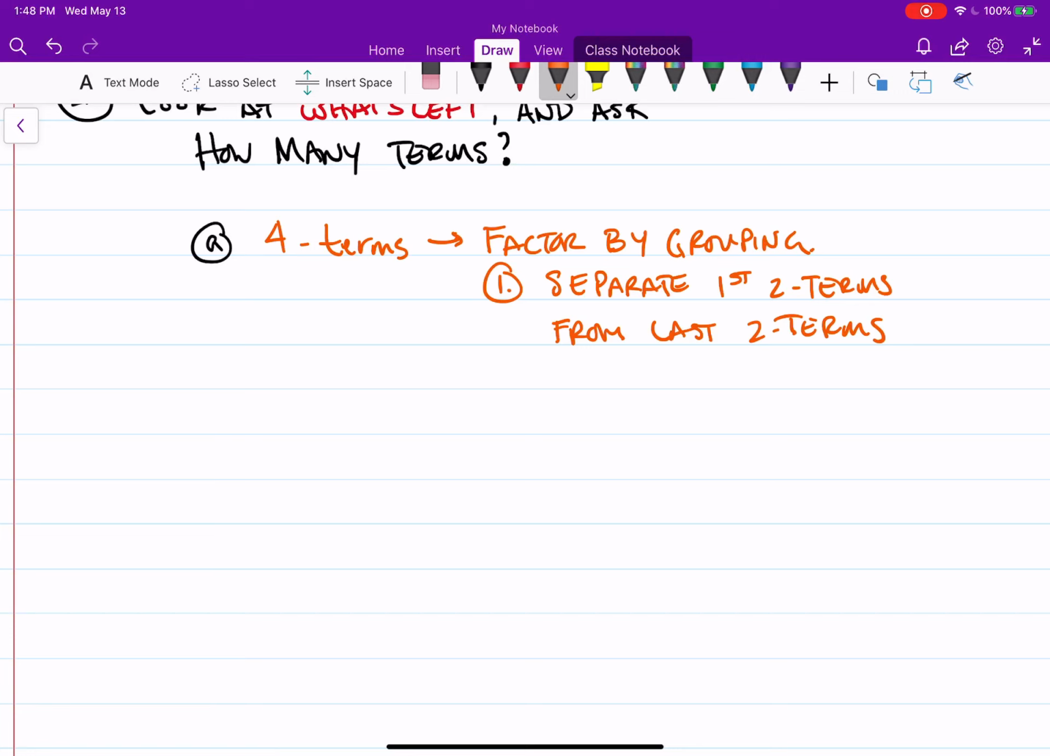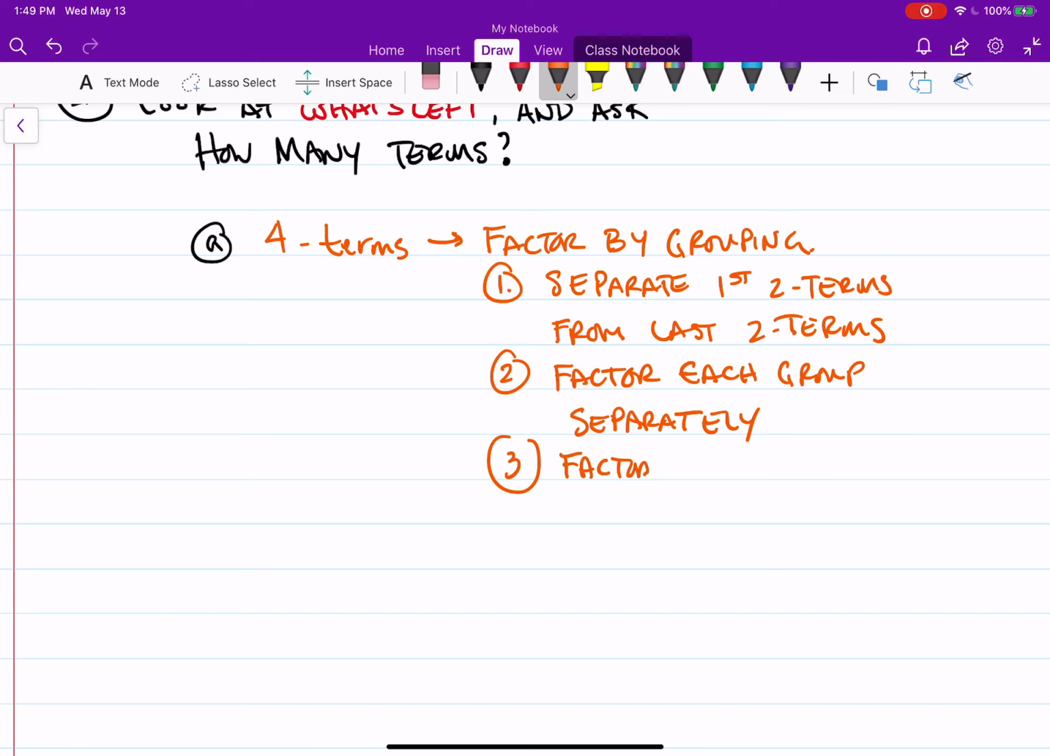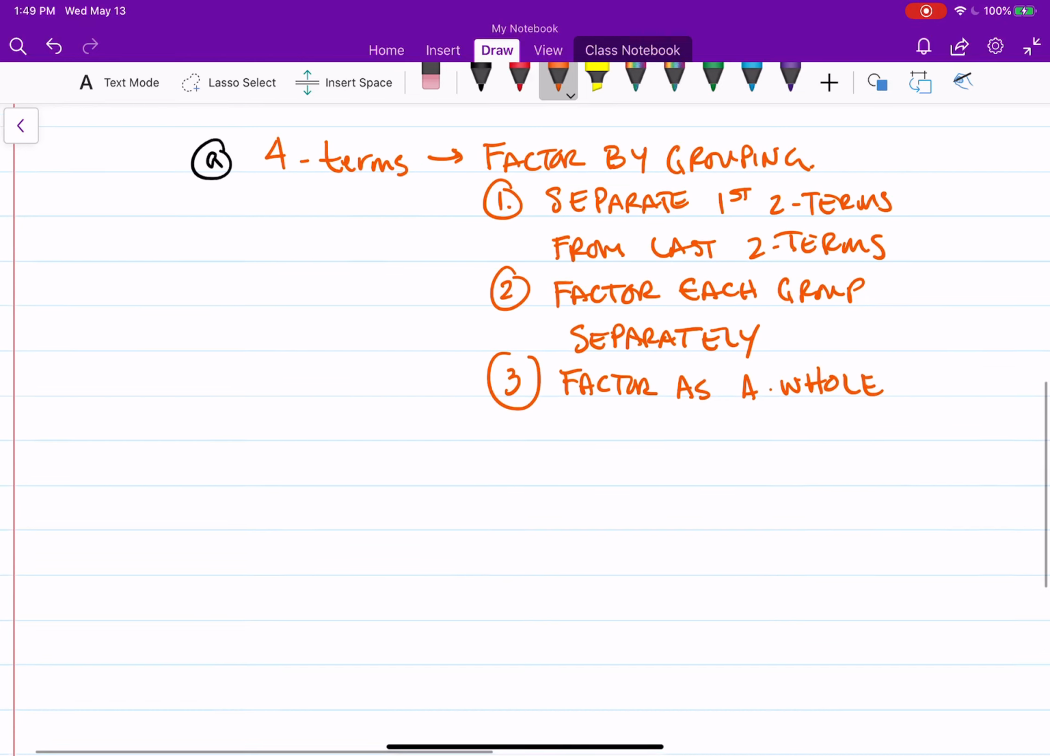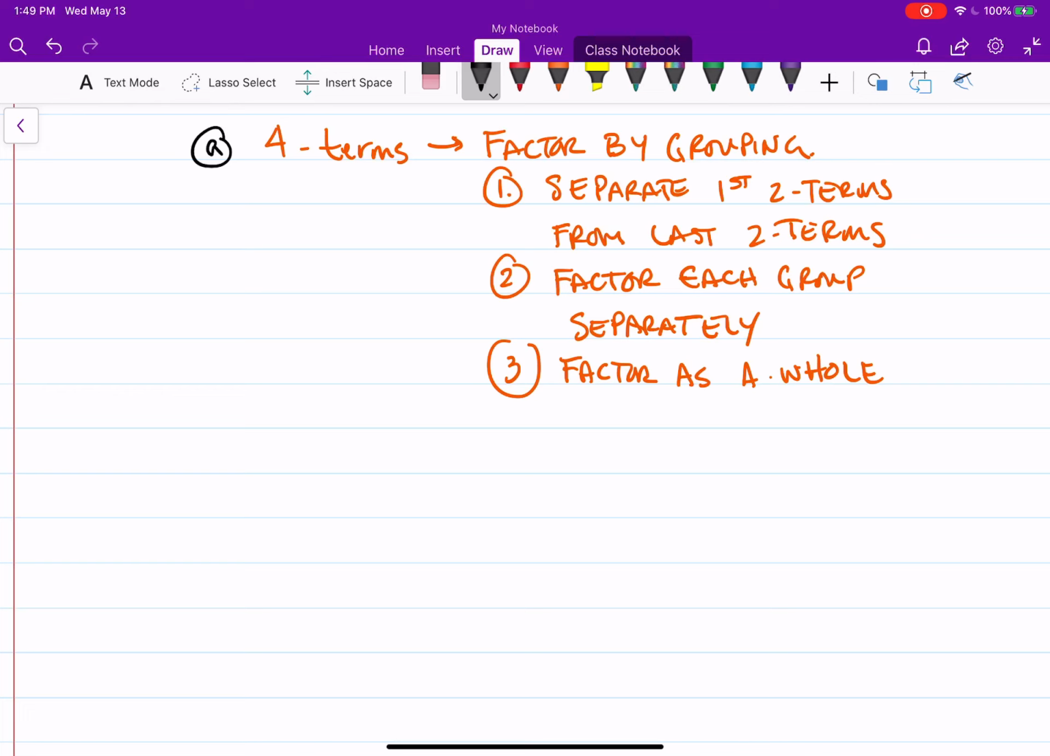Right? We want to separate the first two terms from the last two terms. And then factor each group separately. And then factor as a whole. Okay, so that is 4 terms. Choice B. Three terms. What do we do?